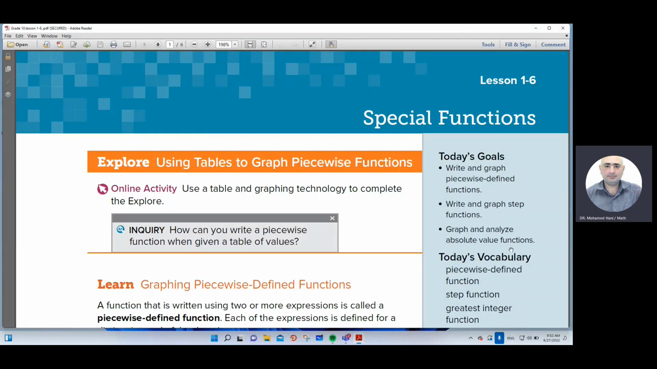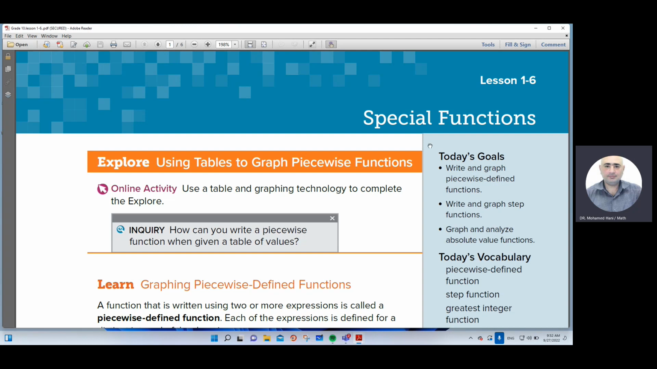Math grade 10 Algebra 2. We are in Module 1 Lesson 6, Special Functions. In this lesson we have three important ideas: write and graph piecewise defined functions, write and graph step functions, and graph and analyze absolute value functions.